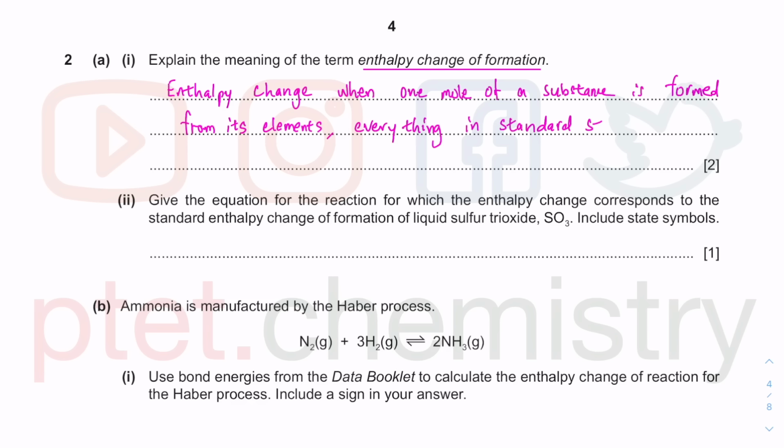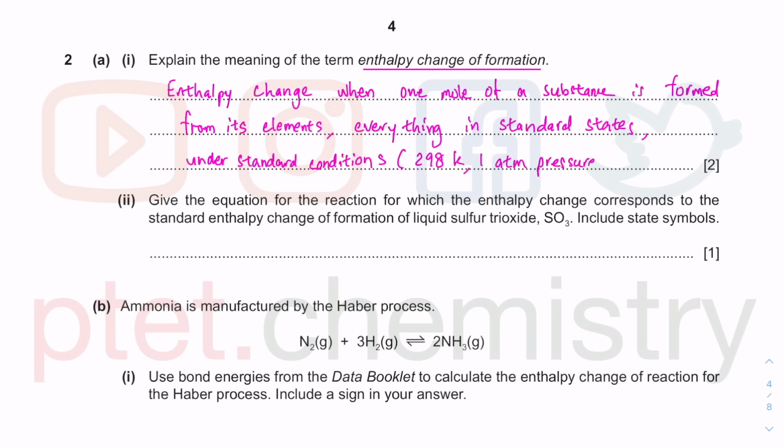And sometimes the definition will say define standard enthalpy change of formation. So usually you will say under standard conditions. Seems a bit repetitive, but when you have a 3 marks definition, you probably get 1 more marks for the standard conditions, which will be 298 Kelvin or 25 degrees Celsius and 1 atm pressure.